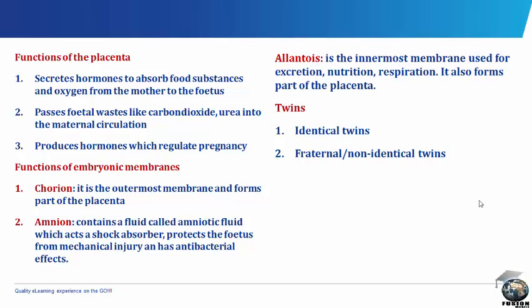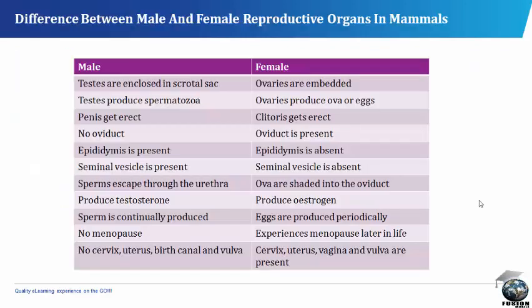For the fraternal or non-identical twins, in certain instances, two ova may be released by the ovaries at a time. If these two ova are fertilized by two different sperms, two zygotes will be formed. Each zygote develops into a separate individual. The babies formed will not be identical, as different sperms with different genetic constitutions take part in fertilization. The babies could be both girls, both boys, or a boy and a girl. The table gives the differences between the male and the female reproductive organs in mammals.